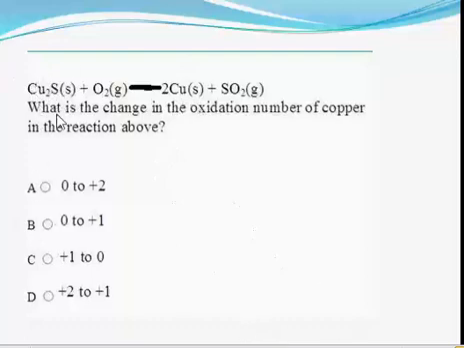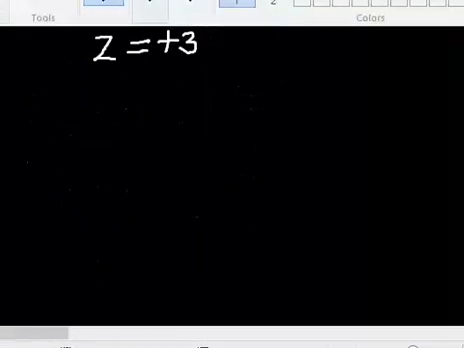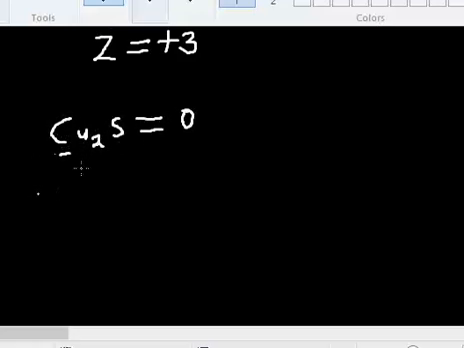Let's start from the reactant side. Copper on the reactant side is found in copper sulfide, which is a compound, so we know the total oxidation number is equal to 0. I want to find the oxidation number of copper in this compound. That's 2 atoms of copper, 2Cu, and you know very well that the oxidation number of sulfur is -2.